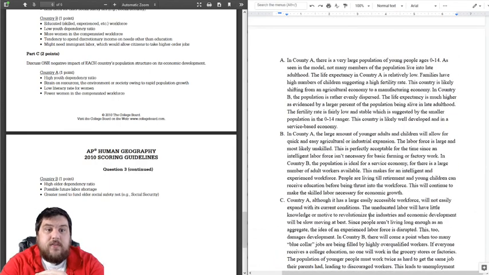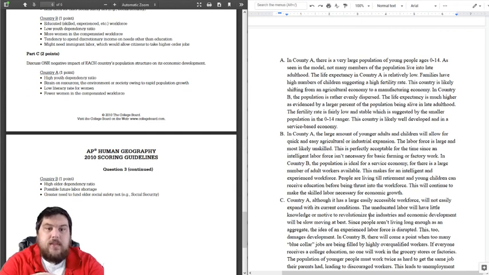So in Country A, there is a very large population of young people ages 0 to 14. As seen in the model, not many members of the population live into late adulthood. The life expectancy in country A is relatively low. Families have high numbers of children, suggesting a high fertility rate. This country is likely shifting from an agriculture economy to a manufacturing economy.